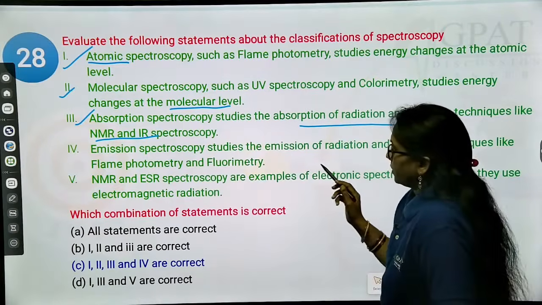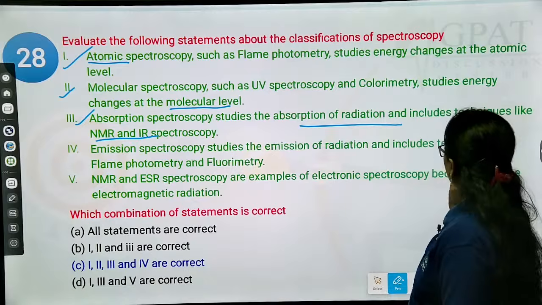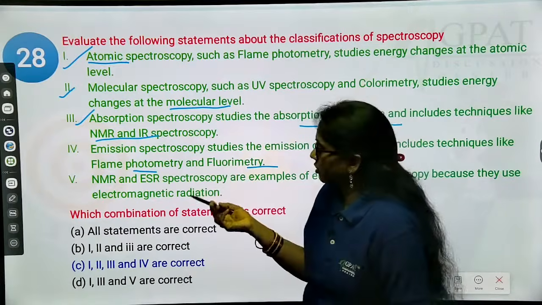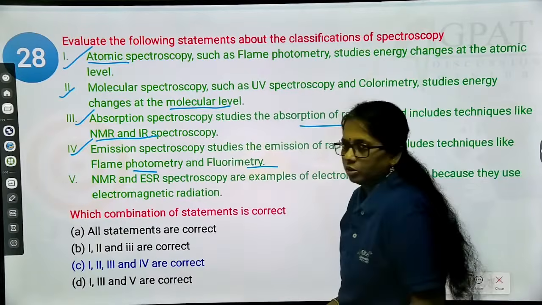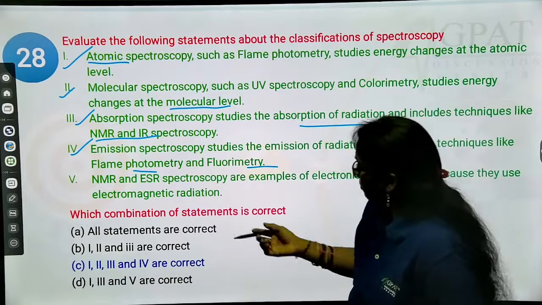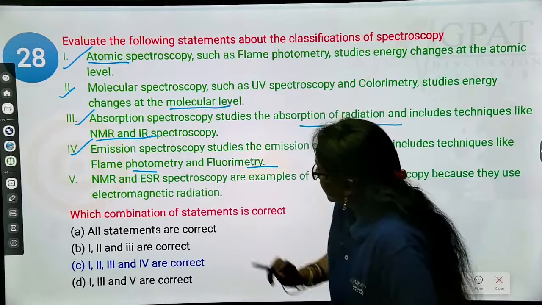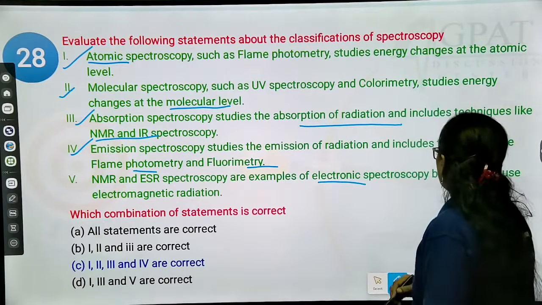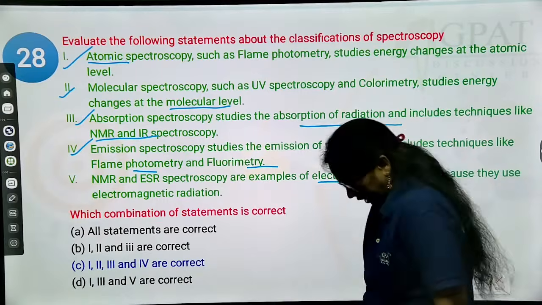Emission spectroscopy studies the emission of the radiation and includes techniques like flame photometry and fluorimetry. This is also the right answer. Oh, they have given all right statements. Let me check the last one. NMR and ESR spectroscopy are examples of electronic spectroscopy because they use electromagnetic radiation.